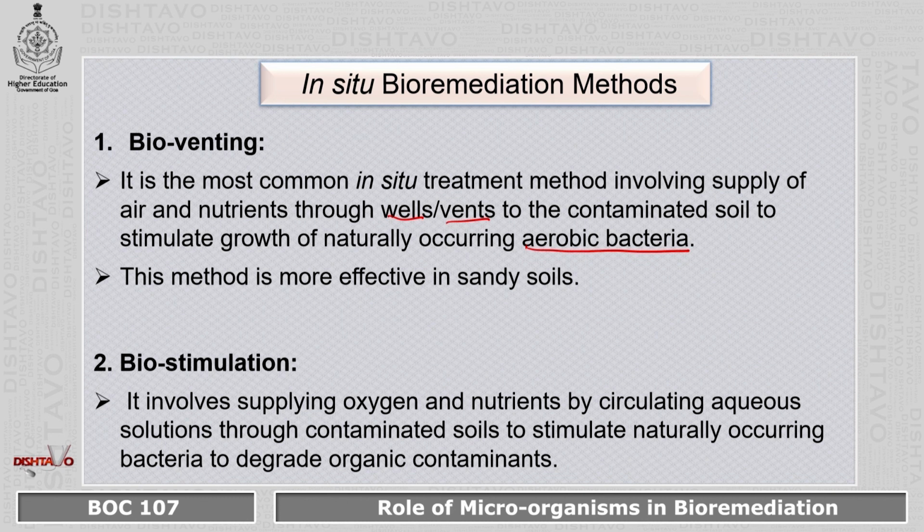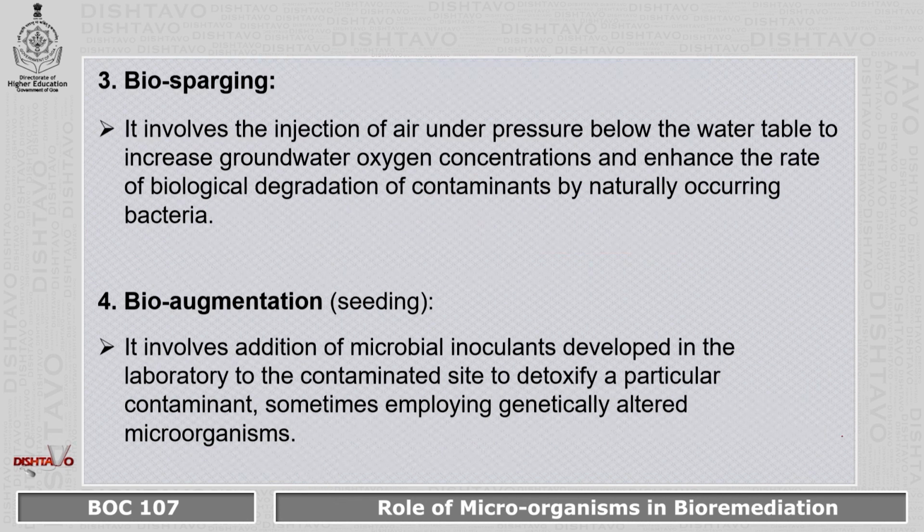Biostimulation involves supplying oxygen and nutrients by circulating the aqueous solution through contaminated soil to stimulate the naturally occurring bacteria to degrade the organic contaminants. Biosparging involves injection of air under pressure below the water table to increase the groundwater oxygen concentration and enhance the rate of biological degradation of contaminants by naturally occurring bacteria.